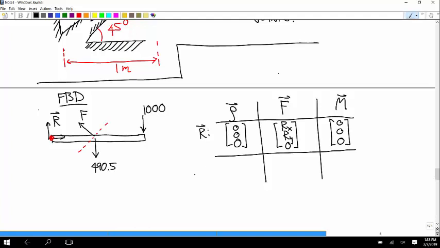The next one is the weight force. What's the row vector for that? Yep. Remember, the row vector goes from the about point to where the force is applied. So this is 0.5, 0, 0. The force is 0, negative 490.5, 0. And the cross product is 0, 0, negative 245.25.